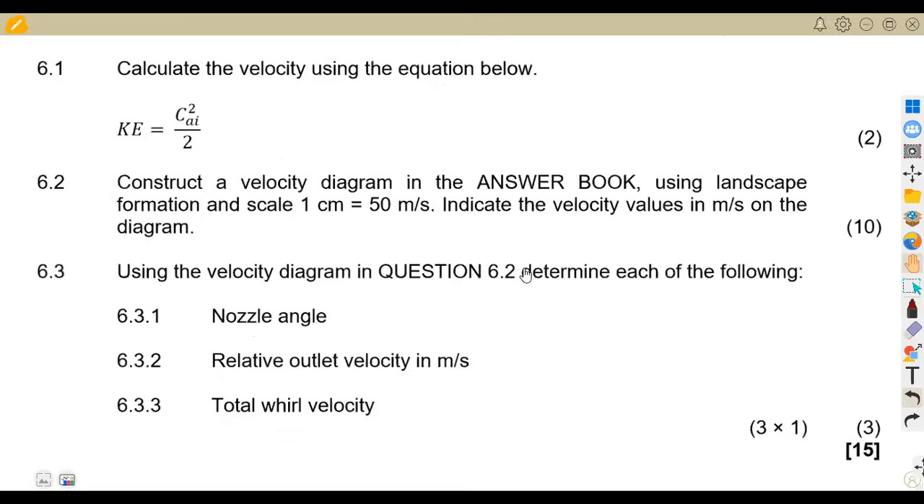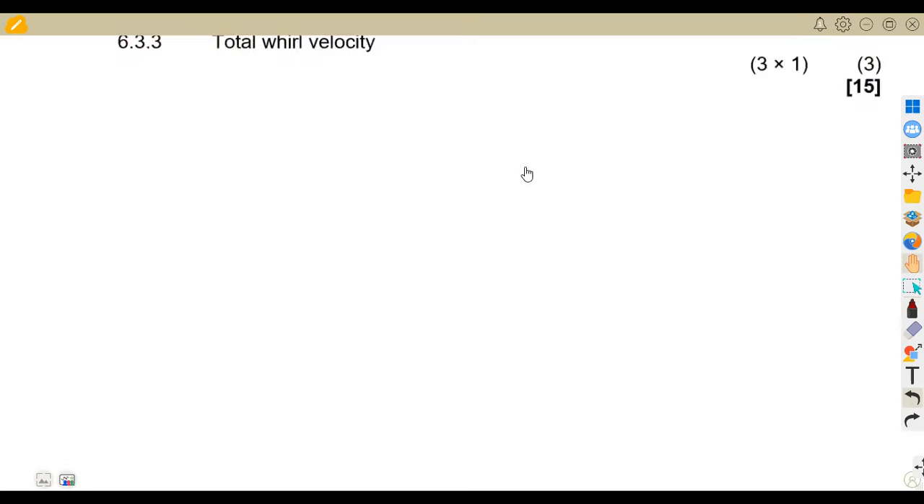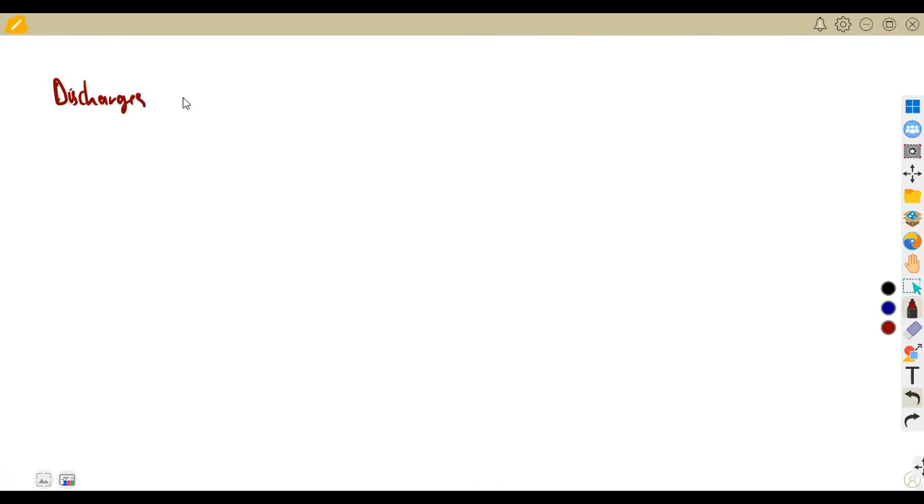We are working with a condition where it discharges axially in this case, all right? So this one discharges axially, which is the most important part. I'm going to talk about this later on, but let us take our information here.